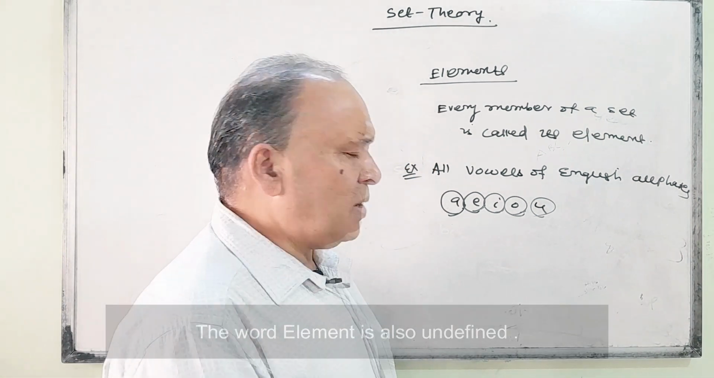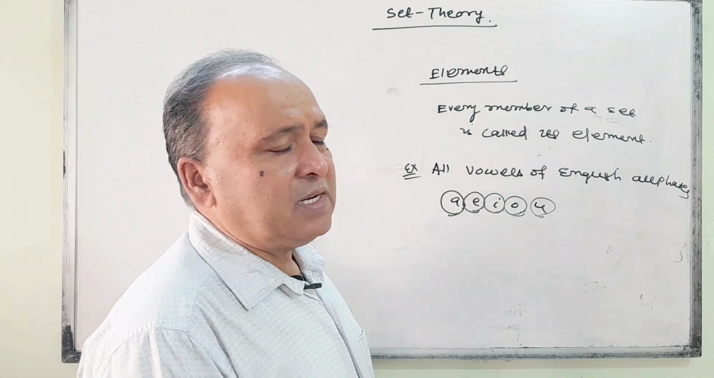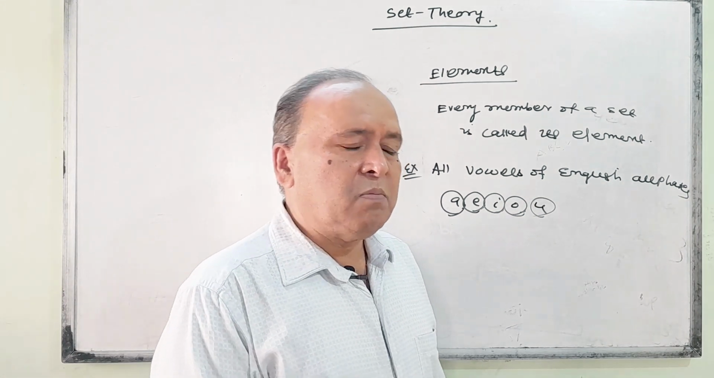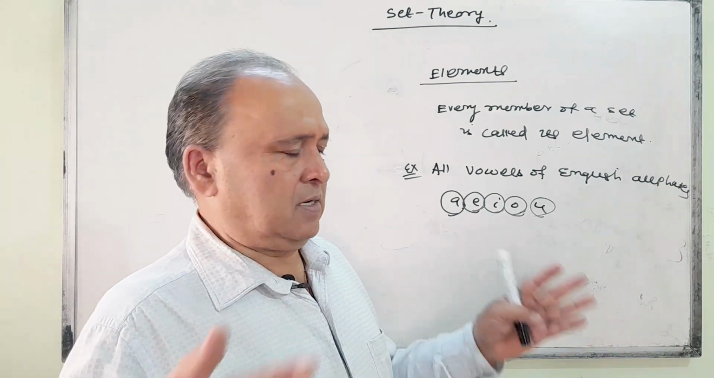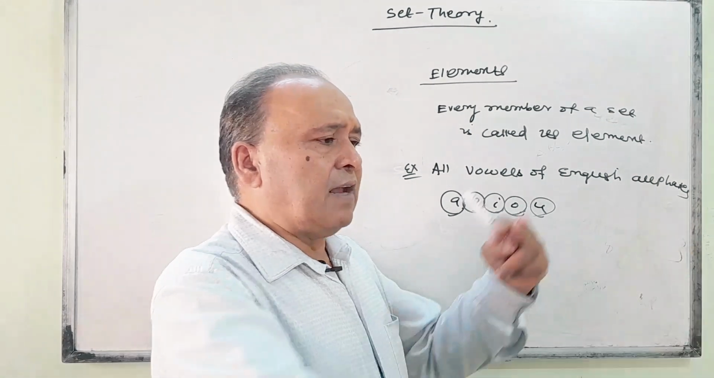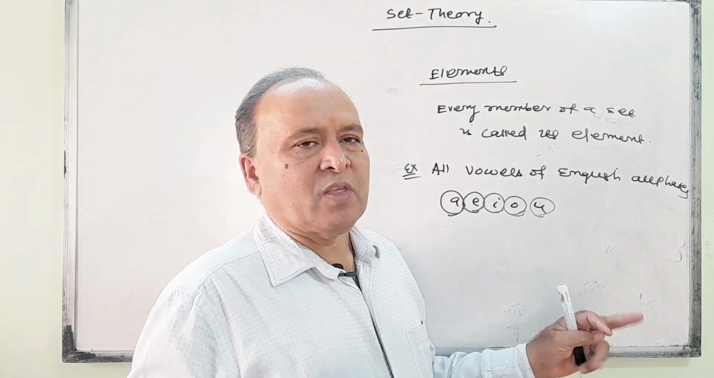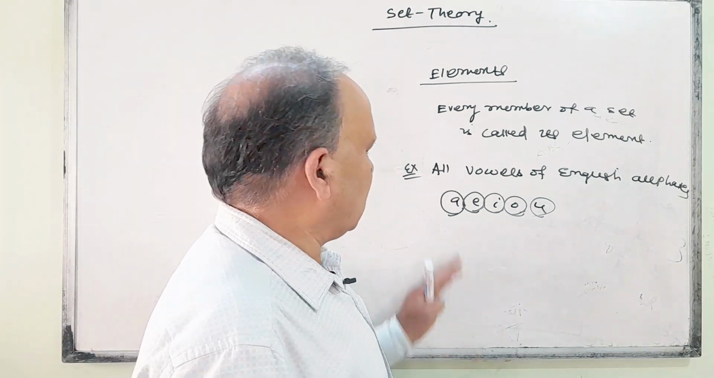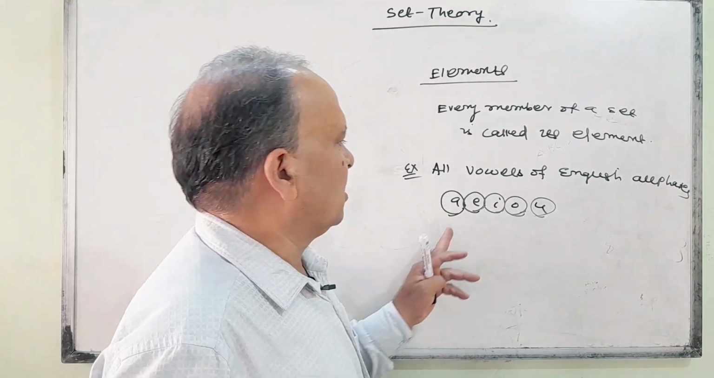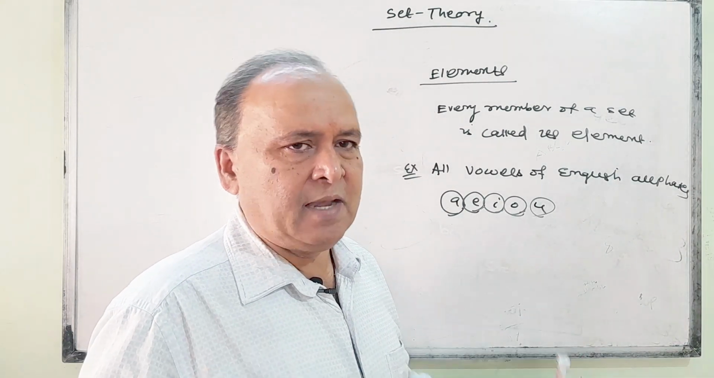Like set, the word element is also undefined. Why is it undefined? Somebody will ask you, what is the element? You say element means member. What do you mean by member? Member means object. What do you mean by object? Object means elements. These are in a circular manner. So we can say the word element is also not well defined, but we consider that every member of this set is called its element.